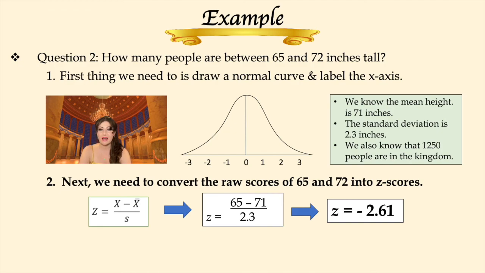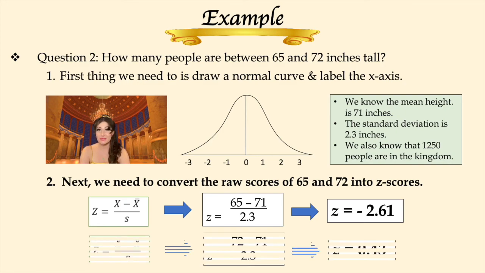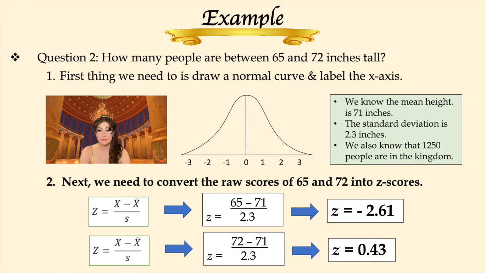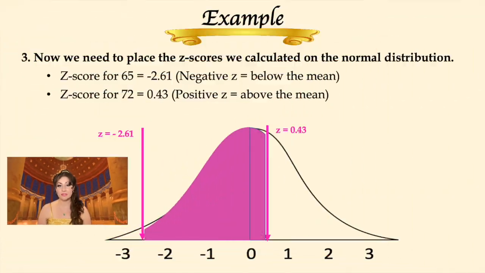If we place 65 in place of x, we're going to have 65 minus 71 divided by 2.3. That's going to give us a negative z-score of negative 2.61. That means this is 2.5 standard deviations below the mean. Then for a raw score of 72, we do the same thing. We substitute 72 in place of x. 72 minus 71 divided by 2.3 gives us a positive z-score of 0.43.